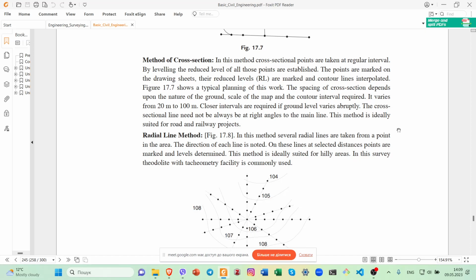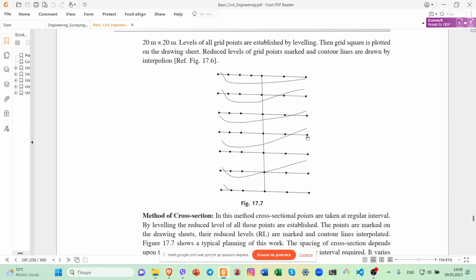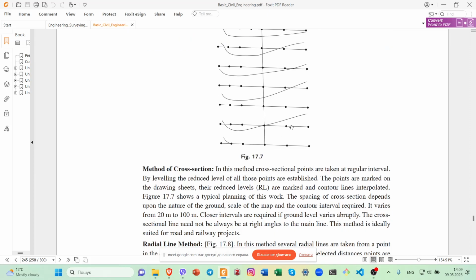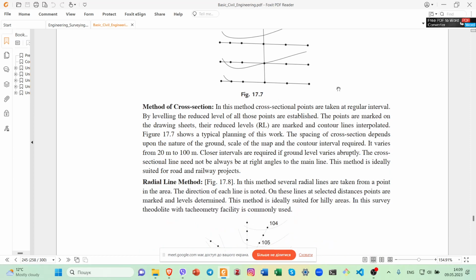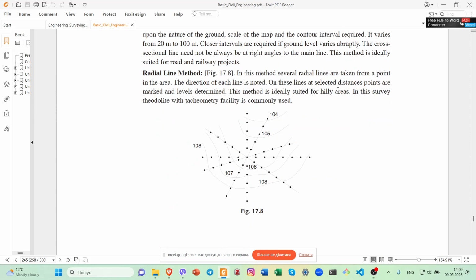The cross-sectional line need not always be at right angles to the main line. This method is ideally suited for road and railway projects. So this line is the axis of the future road, and these cross sections help us to create contour lines.